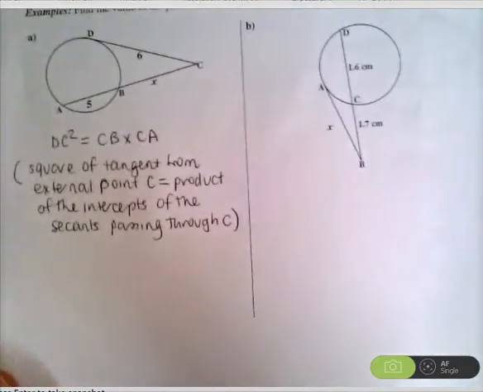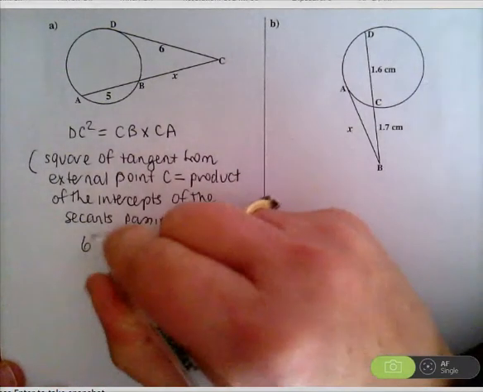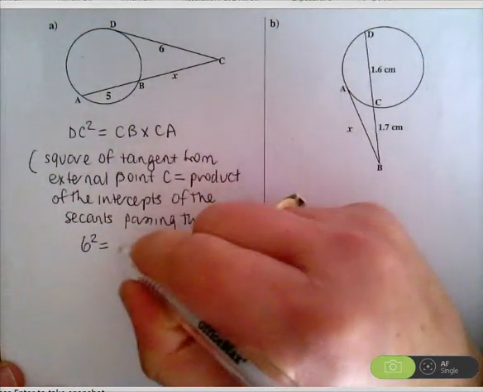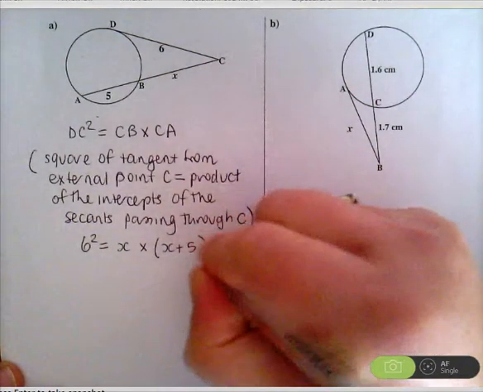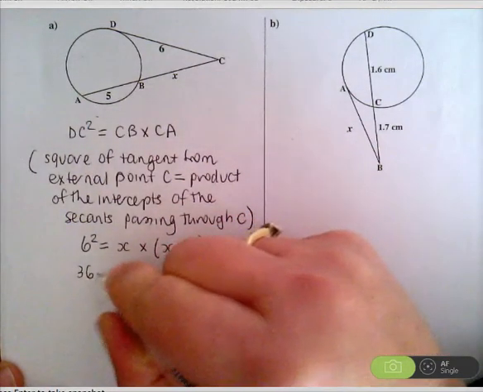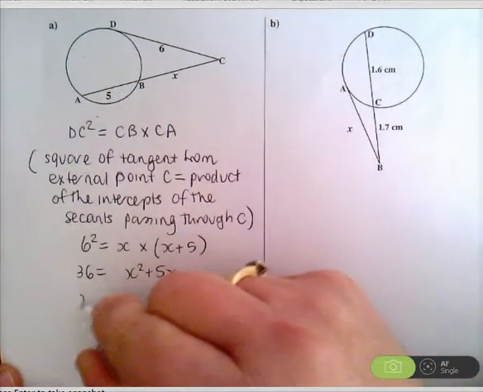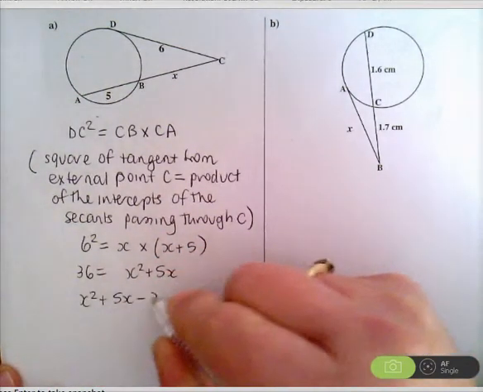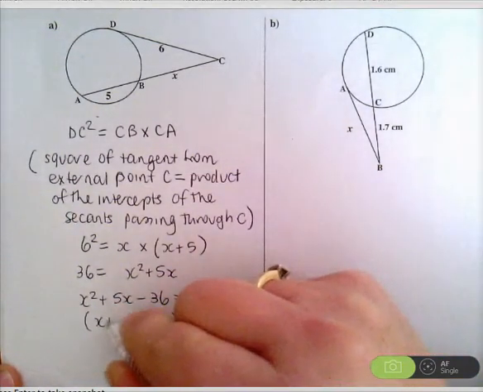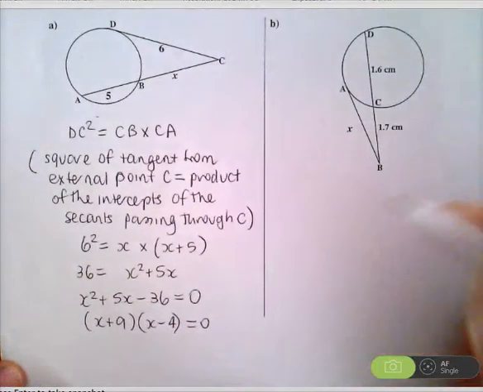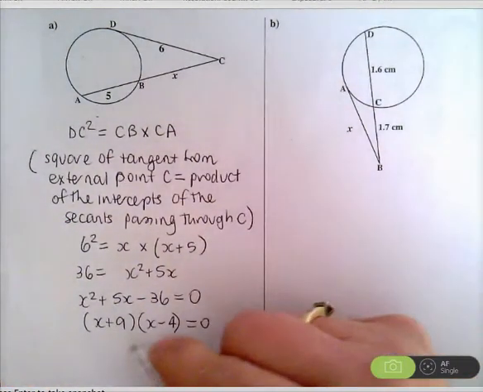DC squared, sorry about that. So DC squared is 6 squared, and CB is X, and AC is X plus 5. So we're going to have to expand this bracket. So we've got 36 is X squared plus 5X. Therefore, we've got a quadratic here: X squared plus 5X minus 36 equals 0. Factorizing that, you would get X plus 9, X minus 4 equals 0, because we get X squared minus 4X plus 5X minus 36 is 0.